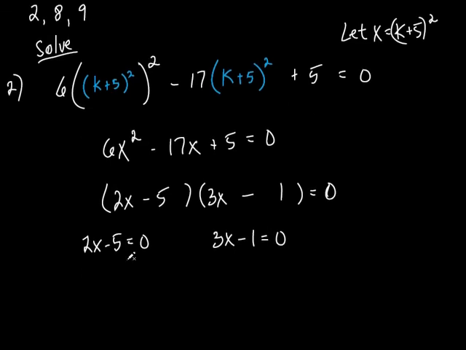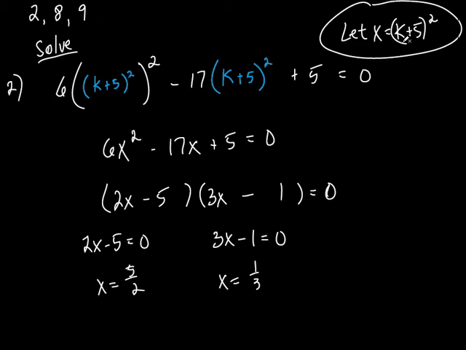Alright, and now we solve for x. Add a 5, divide by 2, so x is 5 over 2. Add a 1, divide by 3, so x is 1 over 3. But we don't circle that, do we? That's not our answer. Remember what x is equal to.